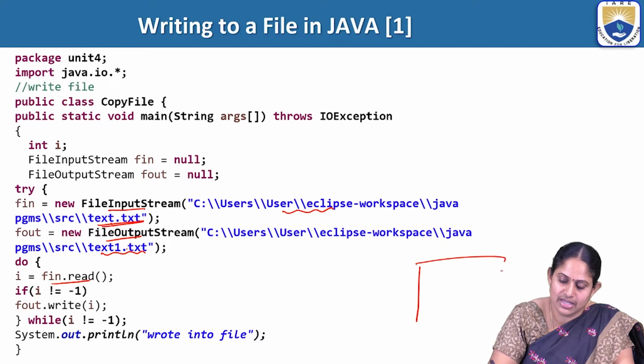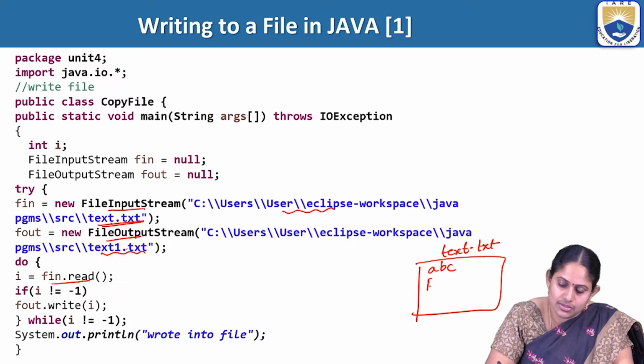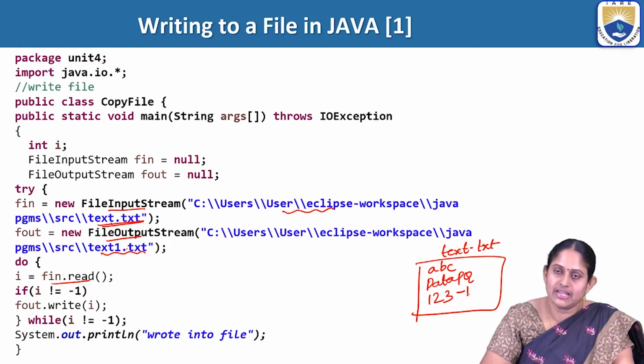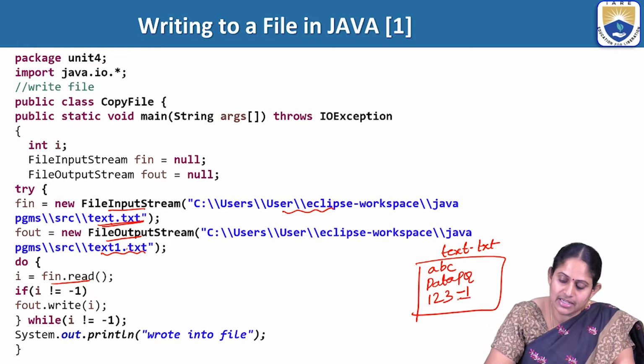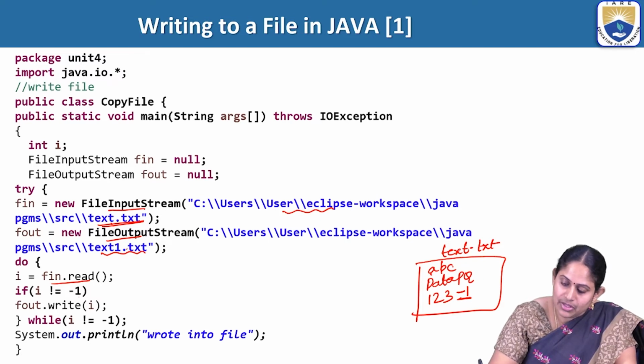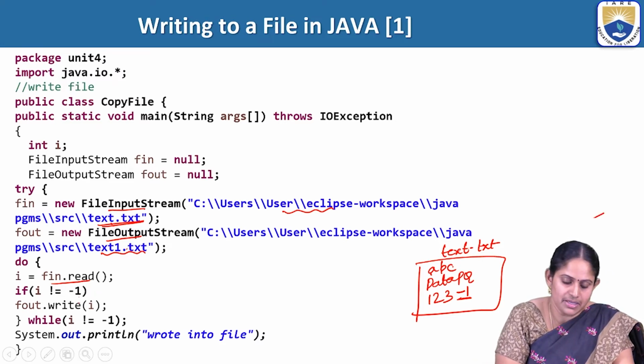text1.txt. So here let's say we have the same file text.txt, and again we have data pq and 1 2 3. At this point we will get the end of file. So until it reaches -1, until it reaches end of file, whatever data is being read from this text file will be written onto the new file text1. This file will be automatically created by the output stream.